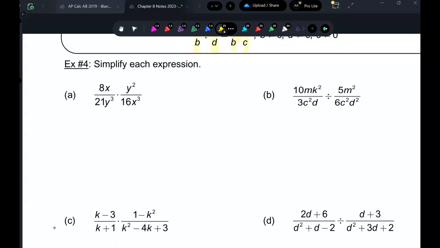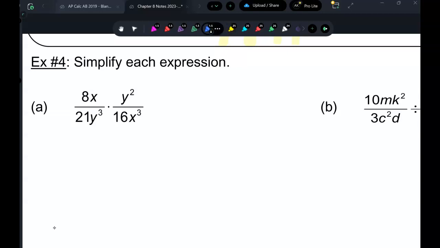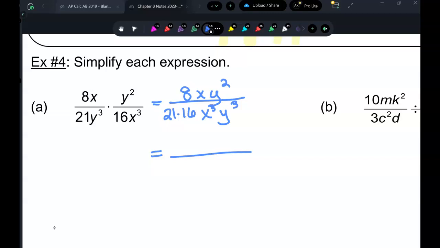Okay. All right, so let's look at the first one. There's 2 ways to do this. We can simplify before we multiply, or we can just multiply it to make this 8xy squared over 21 times 16, whatever that is, x cubed y to the third. Now there's a reason I didn't bother multiplying this out, and that's because I can actually cancel. You could have canceled before we multiplied, that's fine. What can we cancel with the whole numbers here? 8 goes into 16 2 times.